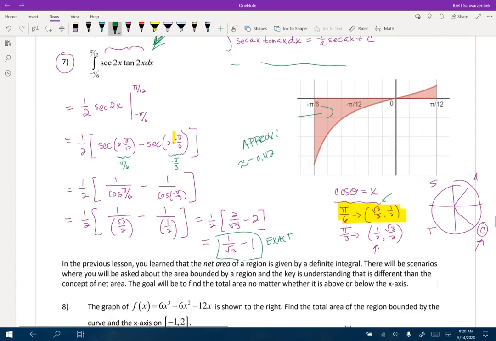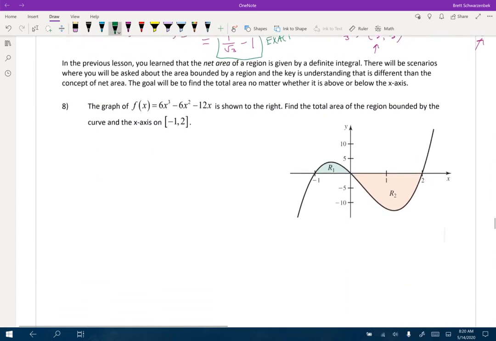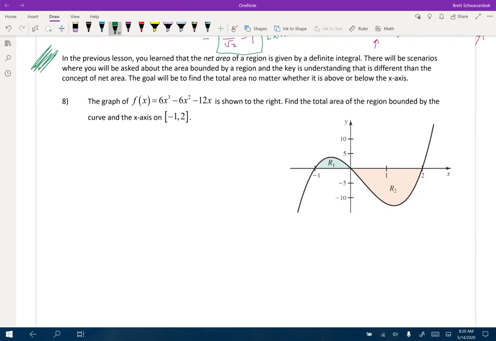And what we're going to do now is move on to a different topic than what we've been covering here, but using the same type of procedures. Okay, so the next topic is called area bounded by a region. This is different than net area. Even though we need net area in order to find this result, the concept of an area bounded by a region, which we often call total area bounded by the region, is more about finding how much area is shaded no matter whether it's positive or negative.